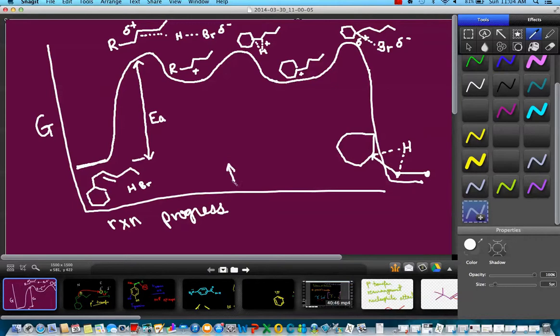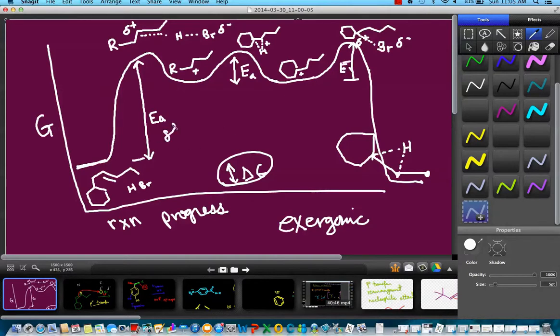This will be my delta H, or excuse me, my delta G of reaction. It's exergonic. The reaction releases free energy. Of course, I can label my other activation energy barriers. Notice that the first one is the largest one. And so this is my slow step. And now I've completely mapped out this reaction with a potential free energy diagram.